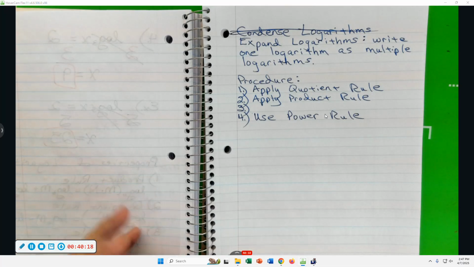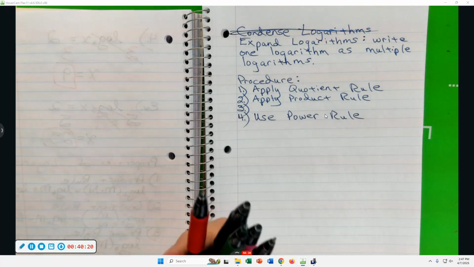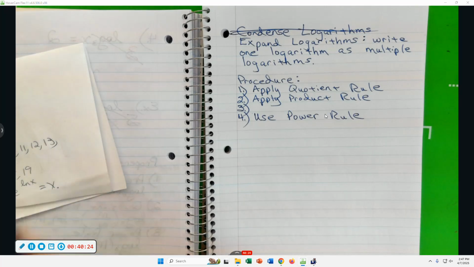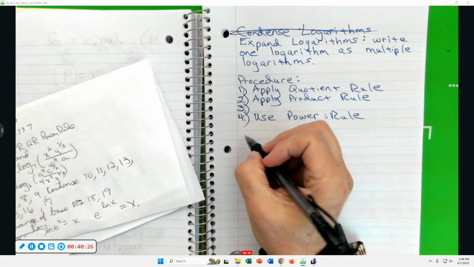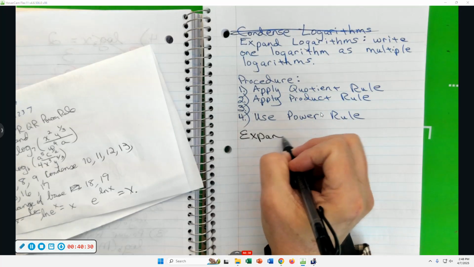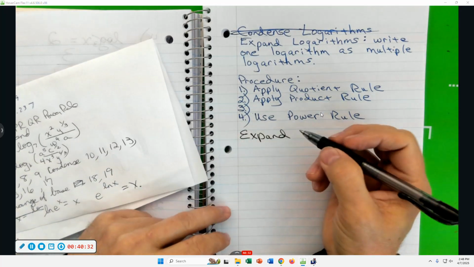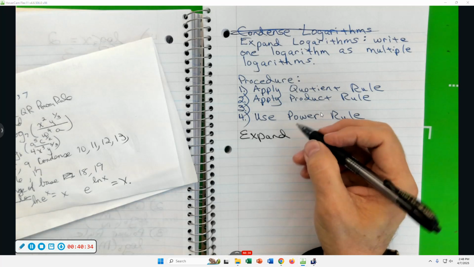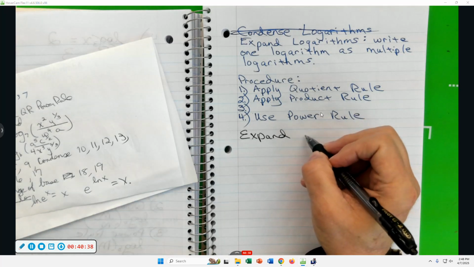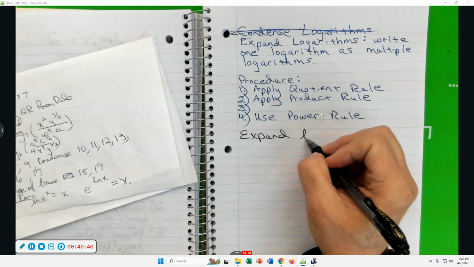And I have an example right here. Yes, I have an example right here that I want them to do. I want to expand. Now the instructions, again, it's so many different people writing these. Some people will say expand, which is the formal word. Others will say write it as a sum or difference.